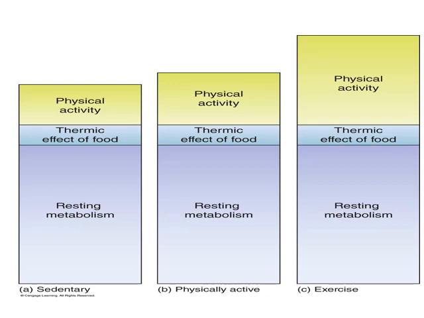This figure shows three different levels of activity and how that activity can increase overall metabolism. If you compare a sedentary person to a person who is physically active or a person who exercises regularly, then overall energy expenditure increases.